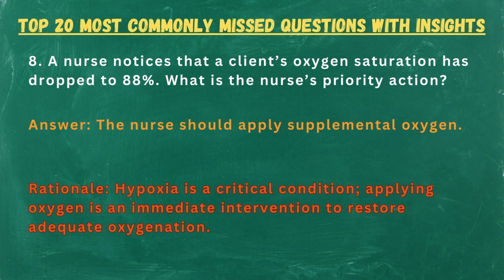What is the nurse's priority action? Answer. The nurse should apply supplemental oxygen. Rationale. Hypoxia is a critical condition. Applying oxygen is an immediate intervention to restore adequate oxygenation.